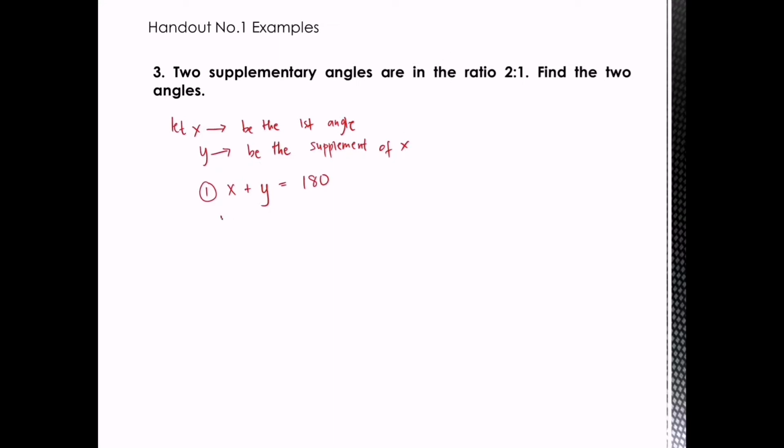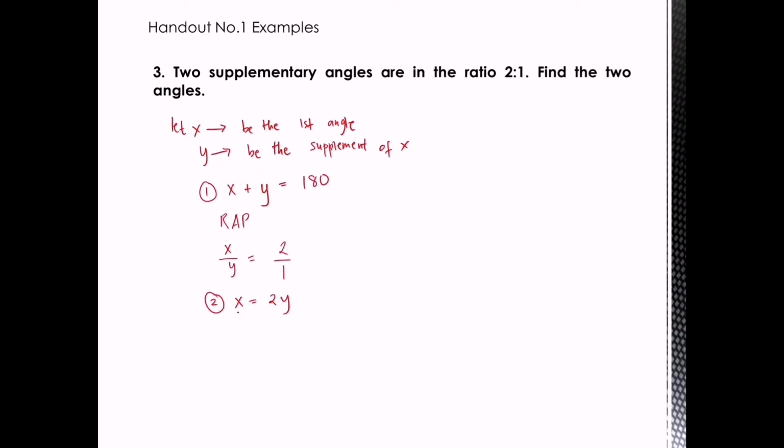So by ratio and proportion, we have the two angles x and y. X is to y has the ratio 2:1. So that if we cross multiply this, x is equal to 2y. This is our second equation. So you must be able to understand the problem and then interpret the expression into an equation.